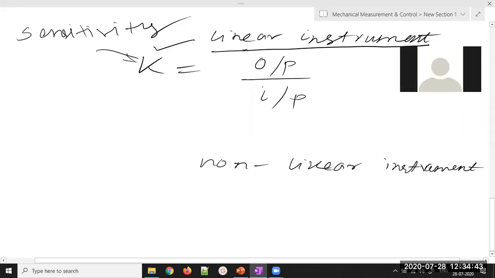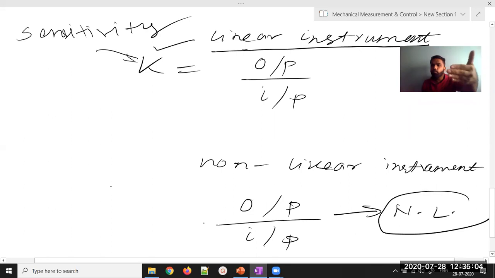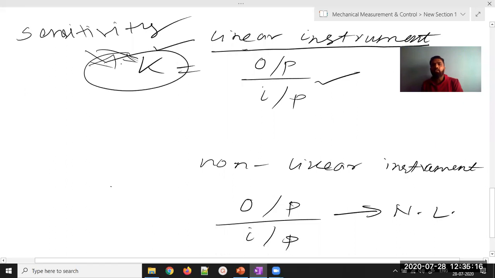Every instrument has sensitivity. So this instrument is sensitive, and it is also sensitive to some outside signal, which was acceleration. There also I am getting output and here also I am getting input, but this is not linear. This is non-linear. Whenever there is an output to input response which is linear in nature, that is denoted by K, which is called the sensitivity of the instrument.